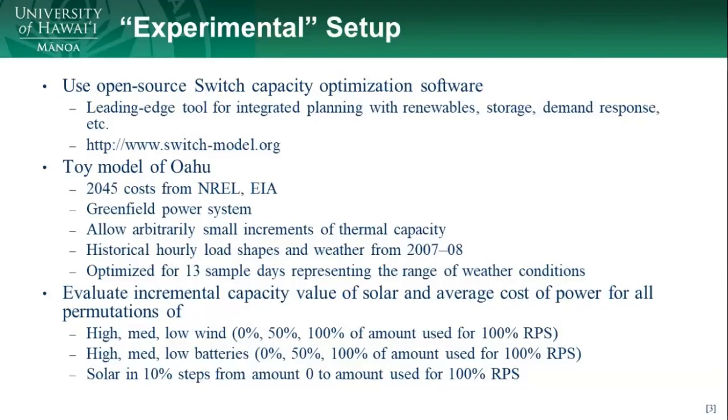It's a 2045 version of the power system, with somewhat lower costs for renewable energy than we have now, and probably somewhat higher costs for oil. It's a greenfield system. I did that because there's already enough thermal capacity in Hawaii, so it's hard to say anything about the thermal capacity requirements if you already have enough, and it doesn't change when you add renewables. So I start with nothing and allow as much thermal capacity as you need to complement the renewables.